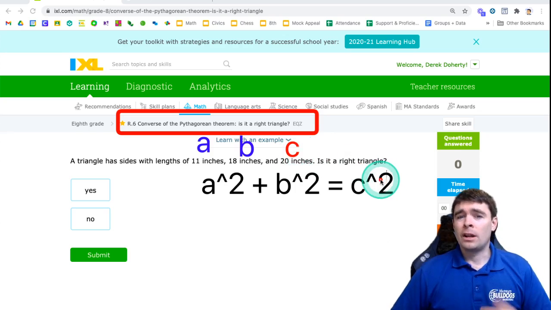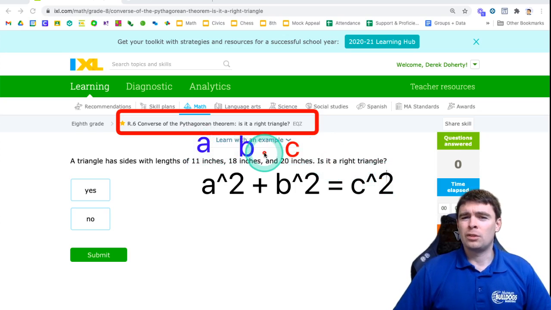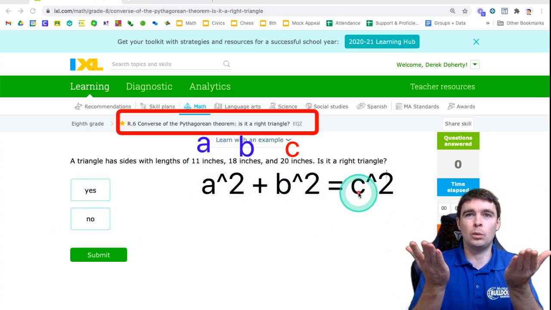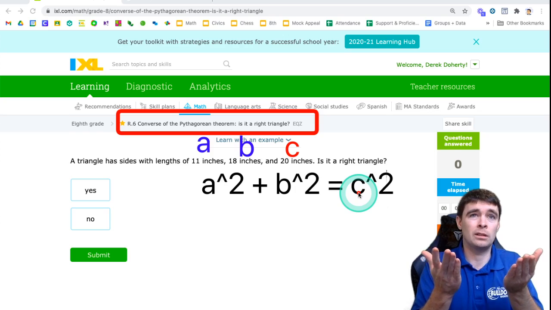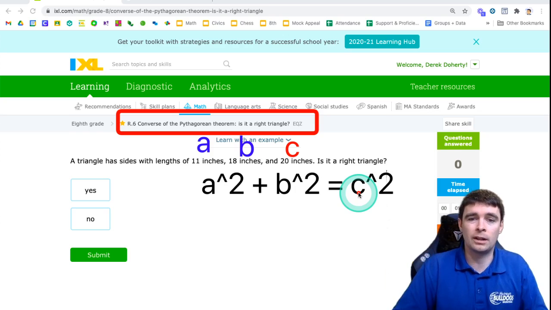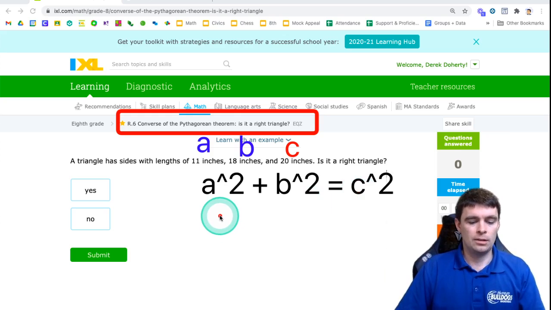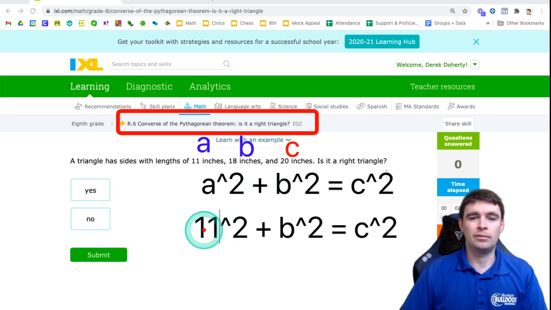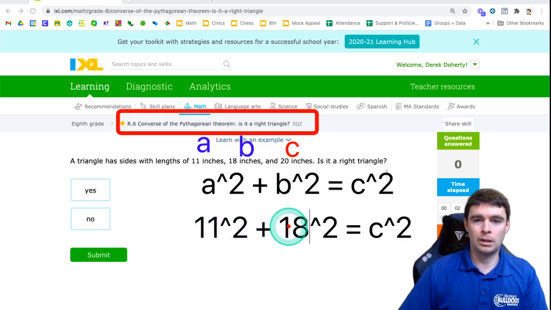I know if this is a right triangle, a squared plus b squared, the two short sides squared and added, would need to make the same thing as c squared. So if I want to test whether or not it's a right triangle, all I do is plug these numbers into the formula for all three variables and see if the left side is equal in value to the right side like it should be. If they're equal, it's a right triangle. If they're not equal, it isn't. So we'll plug into that formula, plugging in the 11 and the 18 and the 20 for A and B and C.